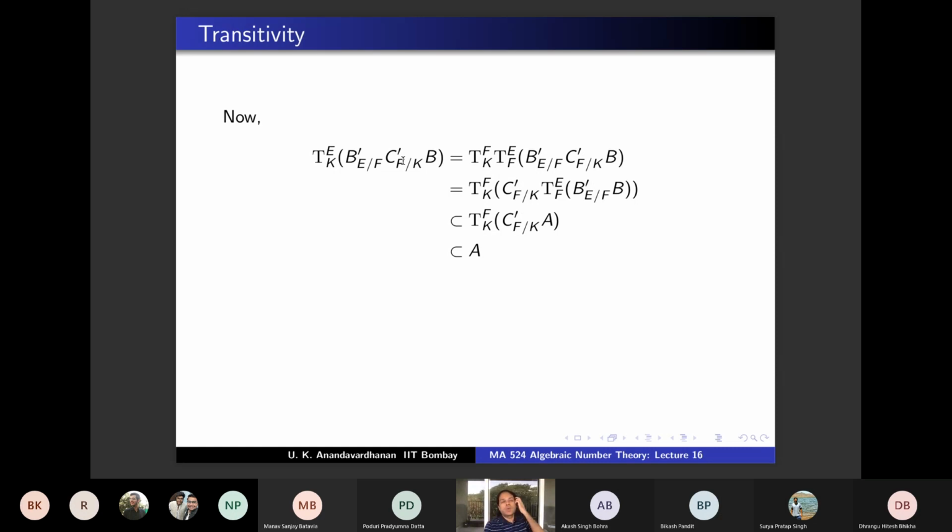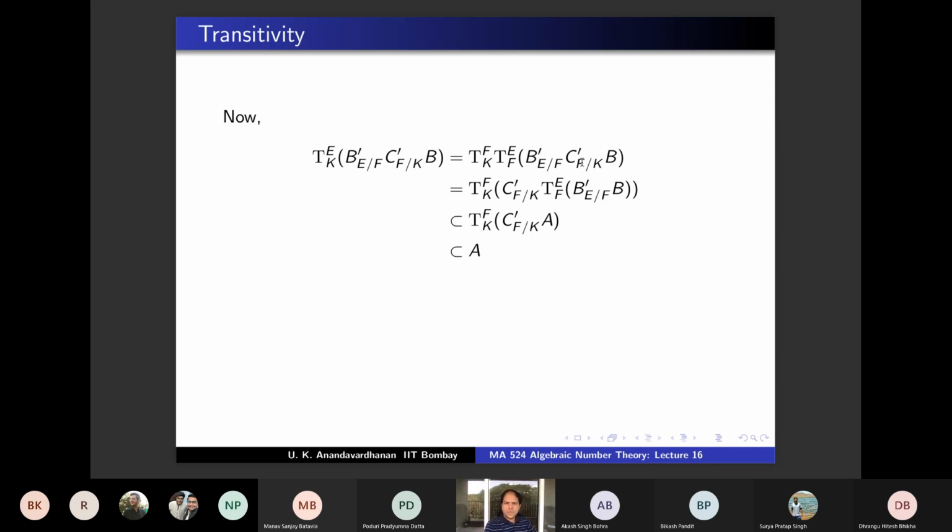Then x belongs to the dual lattice of E over K. So that's what we are going to show. We are going to show that this is contained in A, and that will show that this set is contained in B prime E over K. That will be one direction. And why is this? This is because trace is transitive, nothing more. So trace is transitive. So you can write it as E to F followed by F to K. Inside is the same thing.